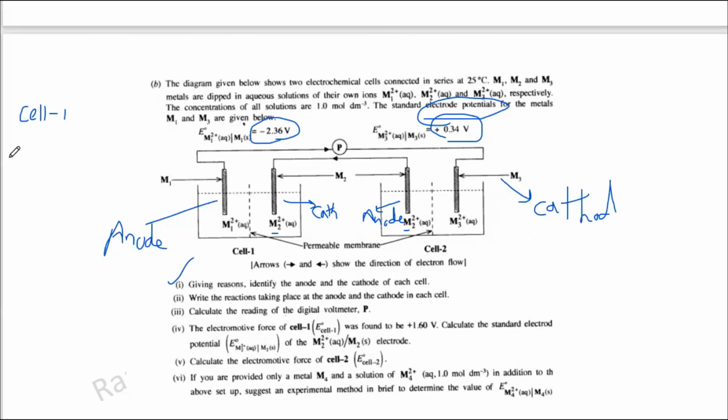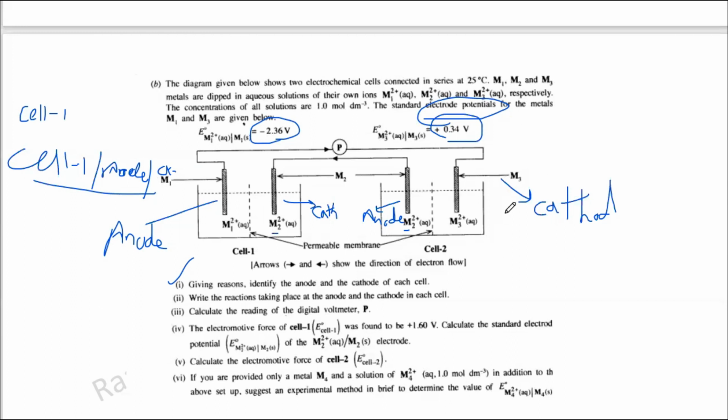So you can write cell 1, anode, and put oxidation. Okay, and underline this. Cell 1, anode, oxidation. Then write down the oxidation reaction. So what is the oxidation? M1 solid is oxidized to M1 2+ plus 2 electrons. Then the next one would be cell 1 cathode, reduction, underline, then write down the reduction. What is the reduction? M2 2+ plus 2 electrons giving M2 solid.